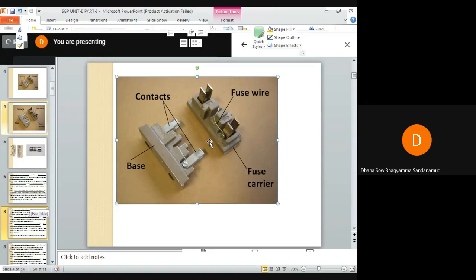If I want to interrupt small currents up to 10 amperes, generally tin or an alloy of lead and tin is used for making the fusing element, where the alloy consists of 37% lead and 63% tin. If we want to interrupt currents beyond 10 amperes, we generally prefer copper or silver.